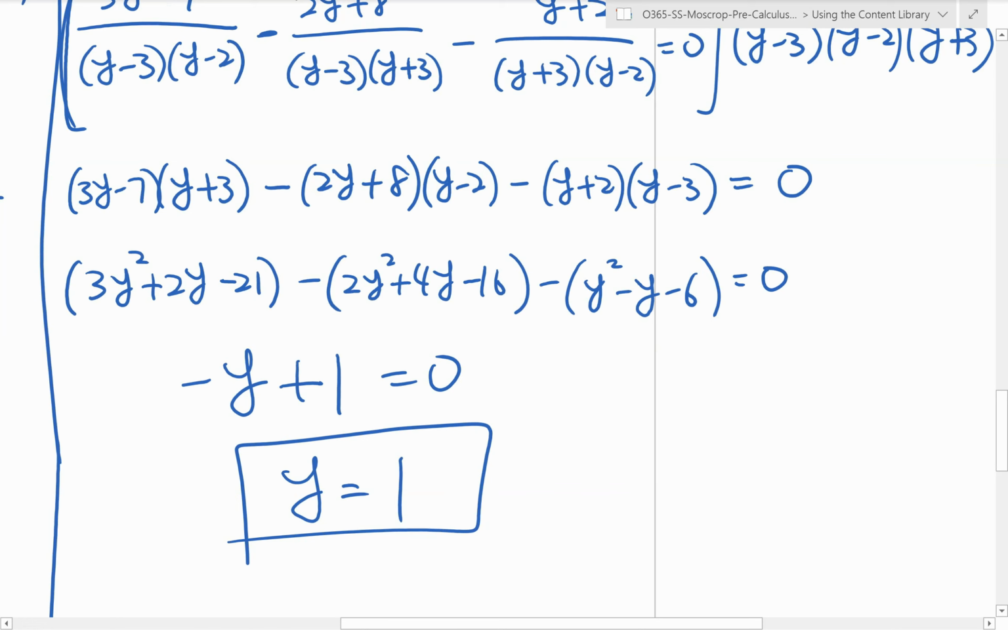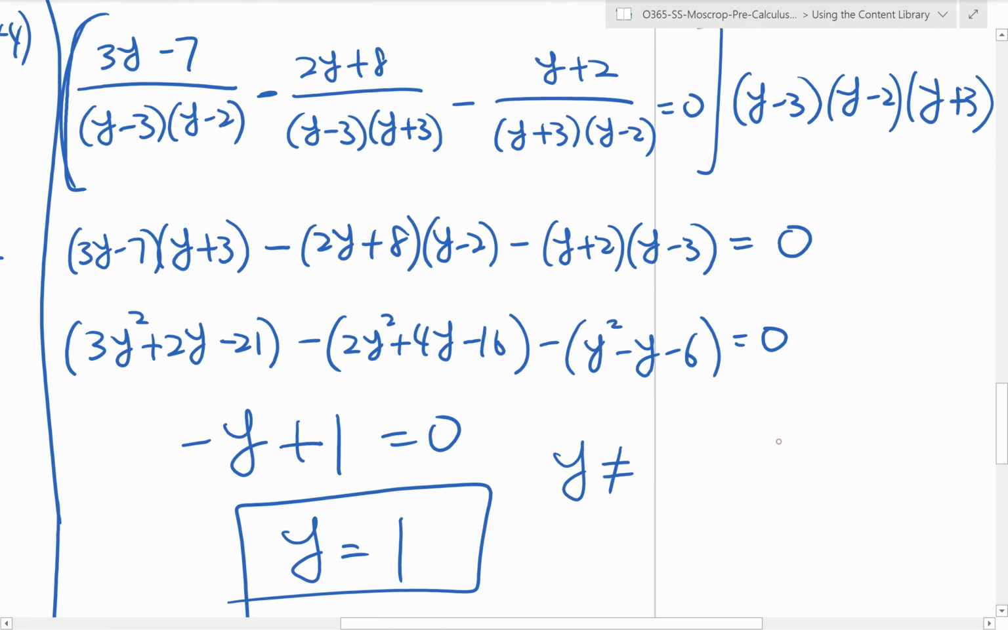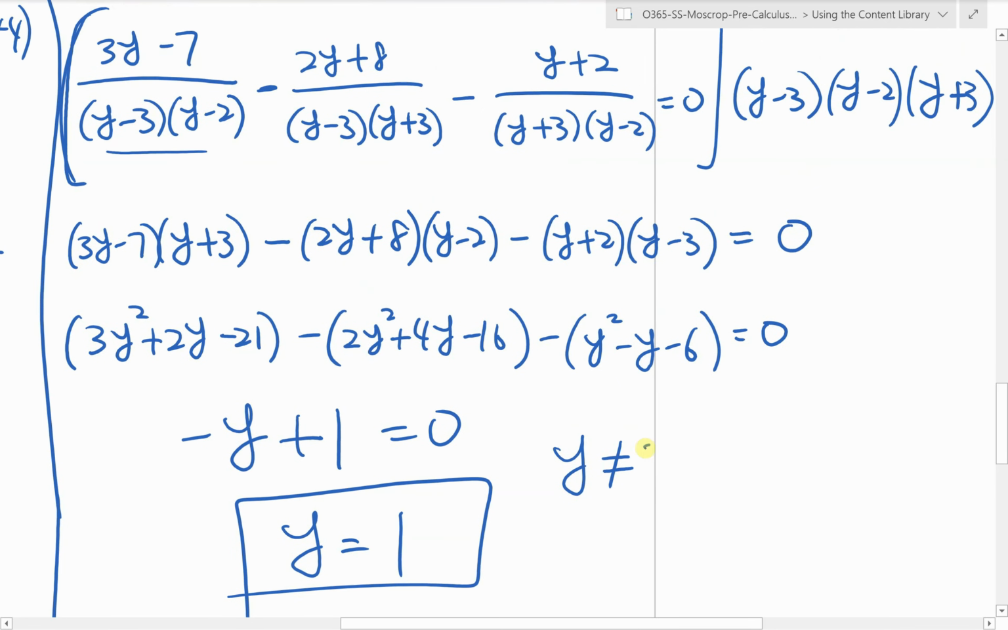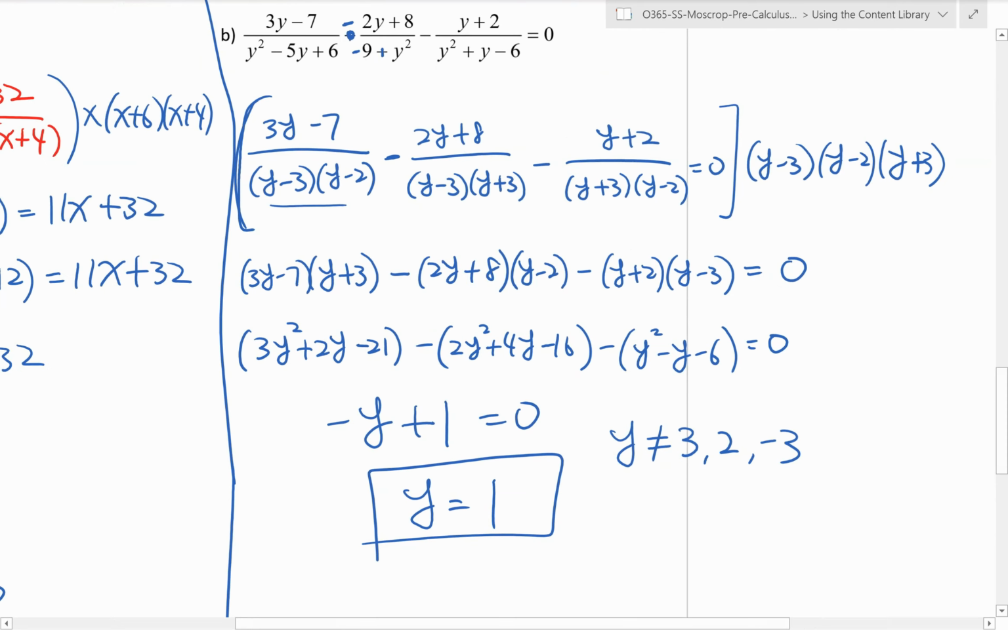Now, we check the restriction. If you go back to this line here, you can see y cannot equal 3, y cannot equal 2, and y cannot equal negative 3. Also plus minus 3 is okay, I'll just write it like that. 1 is not one of them. So 1 is our answer. Okay? Not too bad, right?